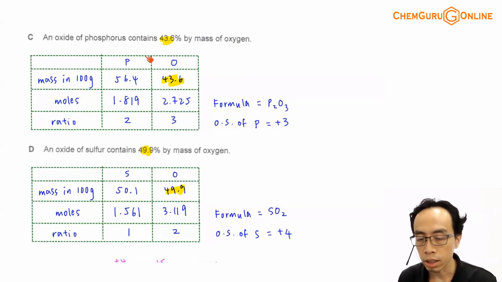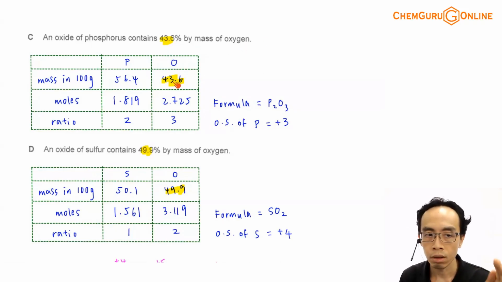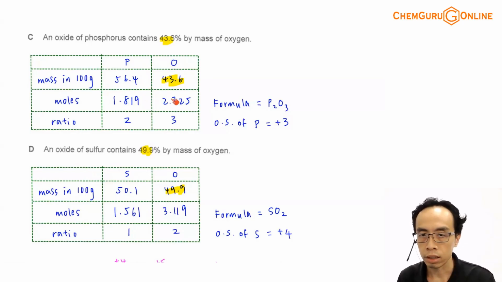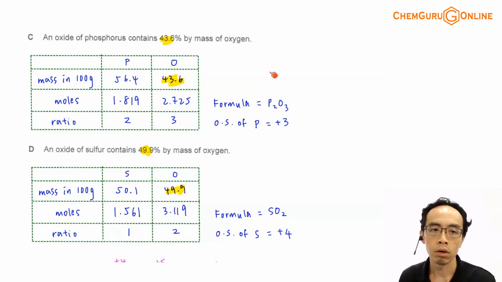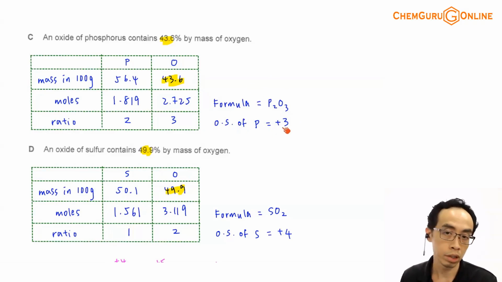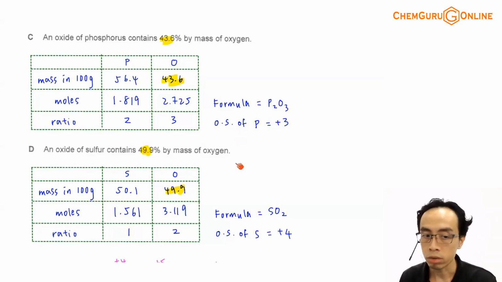All right. C and D, again, the working is exactly the same. It's just a little bit tedious. We have to do a bit of calculation. When you have 43.6% by mass of oxygen, then mass for phosphorus will be 100 minus 43.6, 56.4, divided by the atomic mass, 1.819 for phosphorus, 2.725 for oxygen. Ratio is 2:3, which means the formula for your phosphorus oxide is P2O3. Oxidation state for phosphorus here, again, is +3.